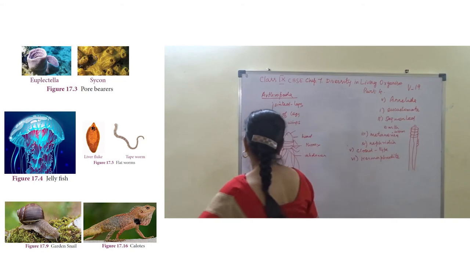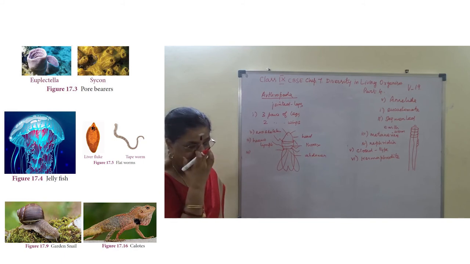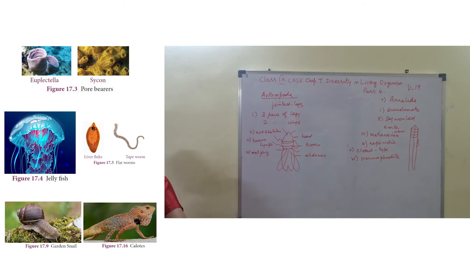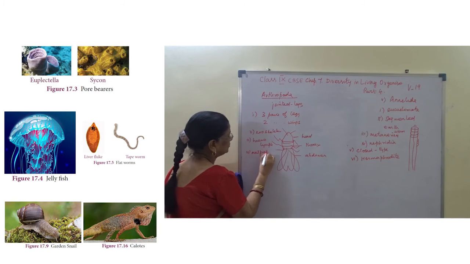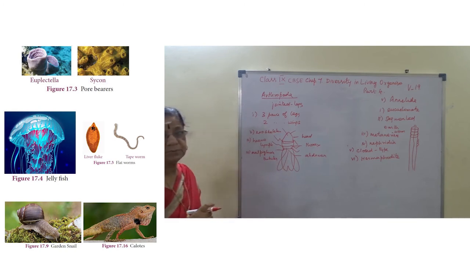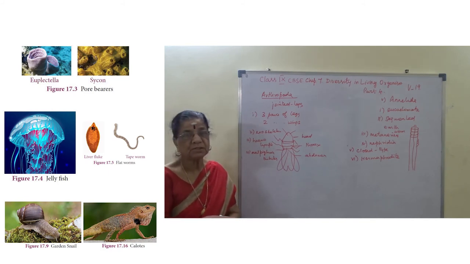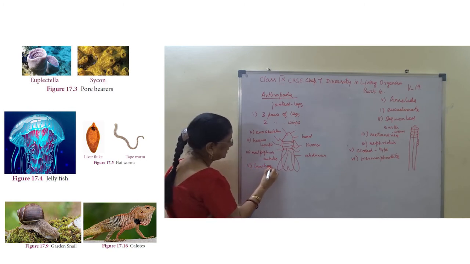And then the excretory organs in phylum arthropoda are Malpighian tubules. Excretory organs are Malpighian tubules, right? And the respiratory organ is book lung, along with the trachea and spiracles. The trachea open outside through spiracles.